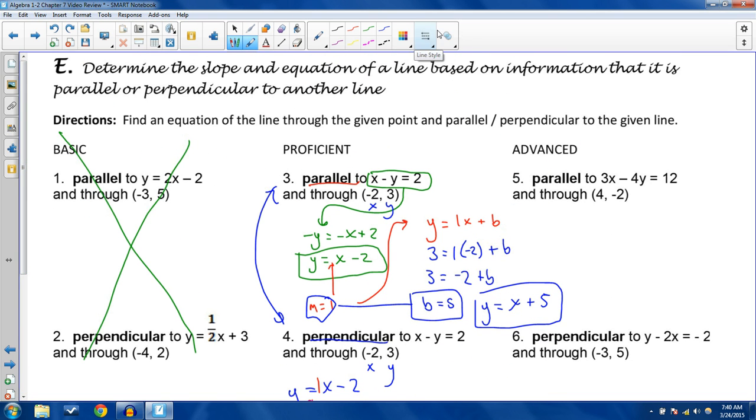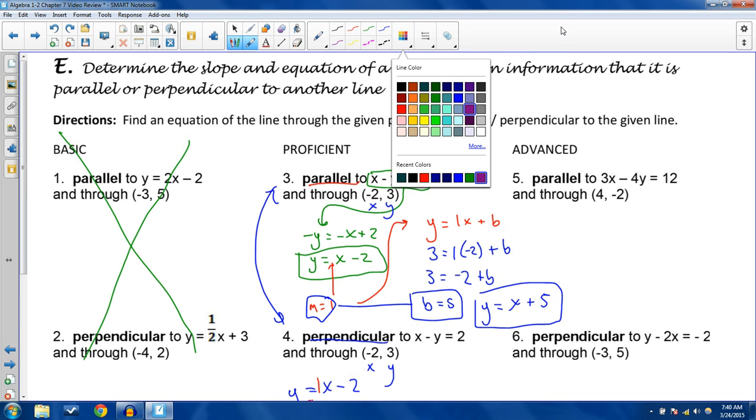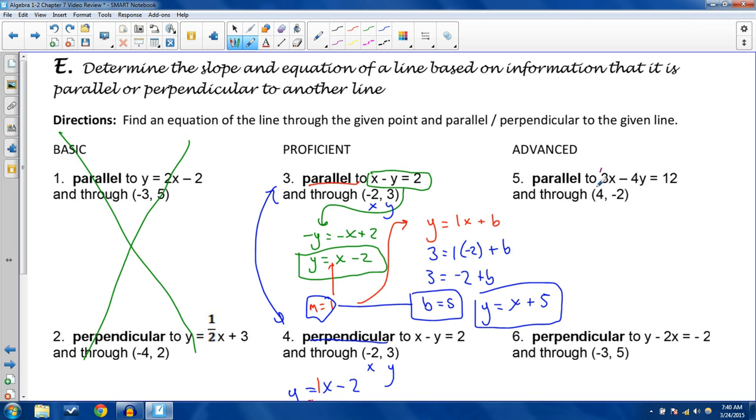Number 5, let's go to parallel to this line. I'm going to solve for y once again. The whole idea is to get y by itself. So we have, hang on, negative 4y equals negative 3x plus 12. So divide by negative 4, I get y equals positive 3/4 x minus 3. I divided everything by negative 4.